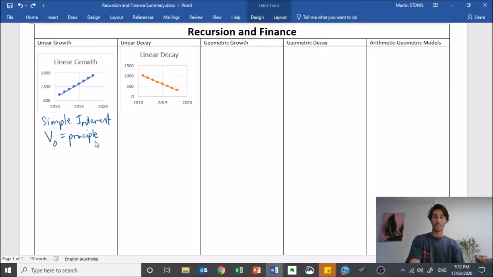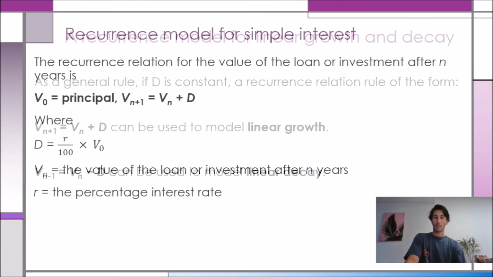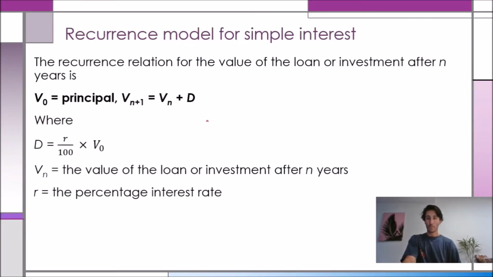Simple interest, V0 is the principal, which is also our starting value. And our rule is Vn plus 1 equals Vn plus D. So that's our rule. Now what is D? It depends on whether you're given a rate. So if you're given a rate, that's like 5%, 12%, then you'll do 5 or whatever the rate is divided by 100 times the principal. And that gives you the letter D. So what number you need to put in there.